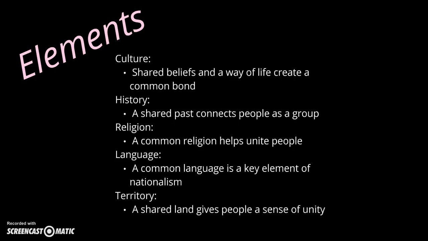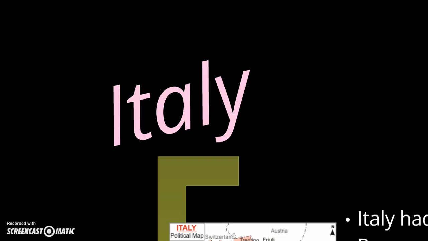Next element, language. A common language is a key element in nationalism. And then finally, a shared territory, shared land that gives people a sense of unity. So those are elements of nationalism. Now let's take a look at two specific examples of where nationalism began to take hold in Europe. Our first one will be Italy.